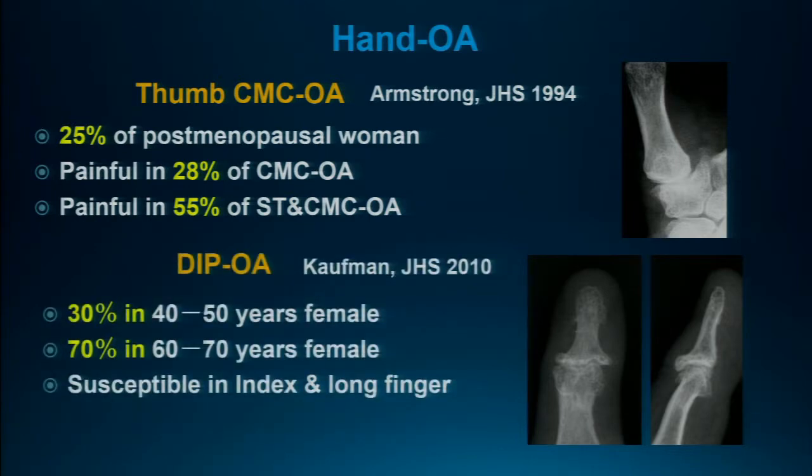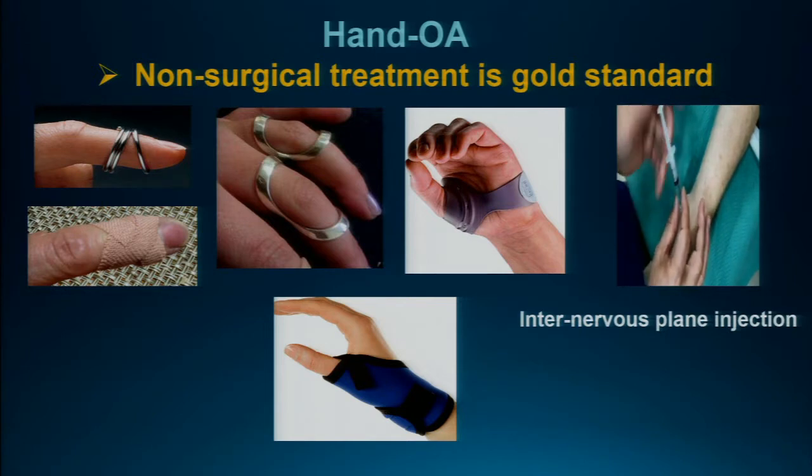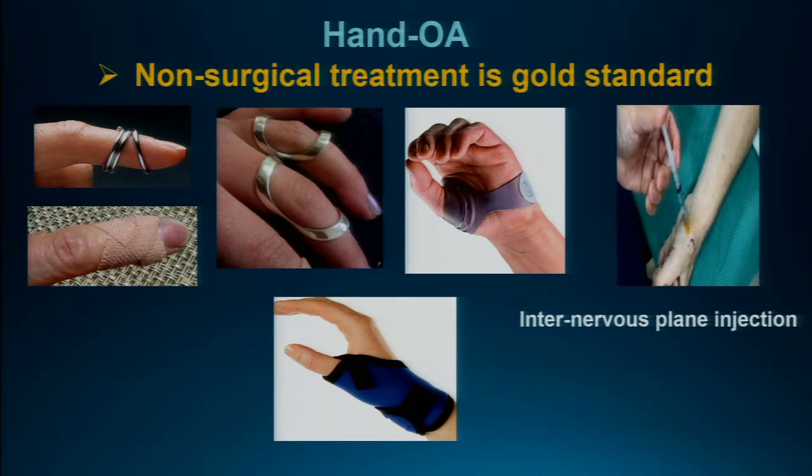More commonly, we can see the DIP-OA, which is much more common than the CMC-OA. More than half of females have OA at this site, but it is very rare to have a surgical indication, whereas CMC is not. We usually do non-surgical treatment for this hand OA, and the brace is very effective. Also, internervous plane injection for the CMC joint is a good choice.